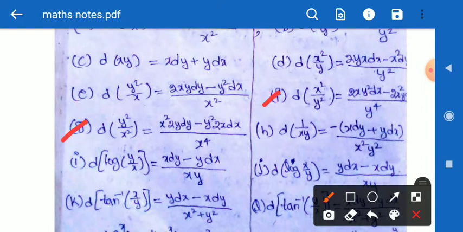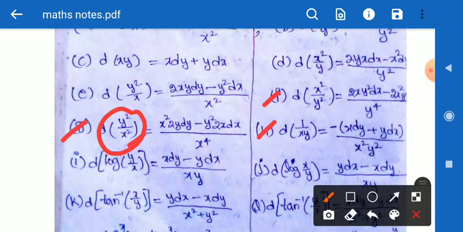Now g: d of y square by x square. This can be written in the standard form of a differential equation; by doing differentiation we get (x square 2y dy minus y square 2x dx) by x power 4.